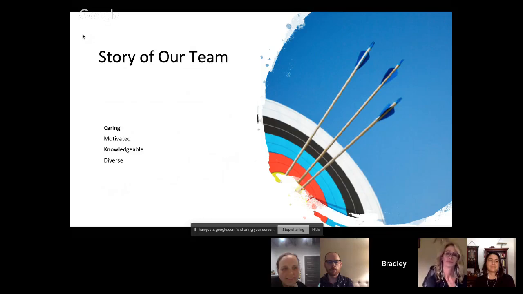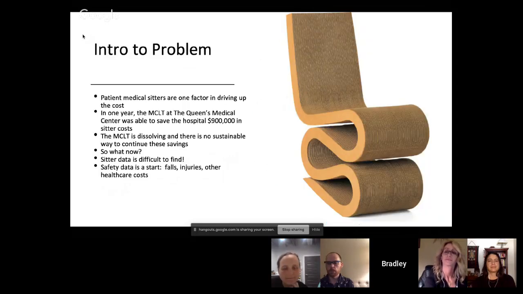So the team that I'm working with are unit managers, financial folks, nurse practitioners, and a psychologist with the behavioral health unit. And these folks are caring, they're motivated, they're super smart, and it really is a diverse group of people. So I'm really excited that we're working together.